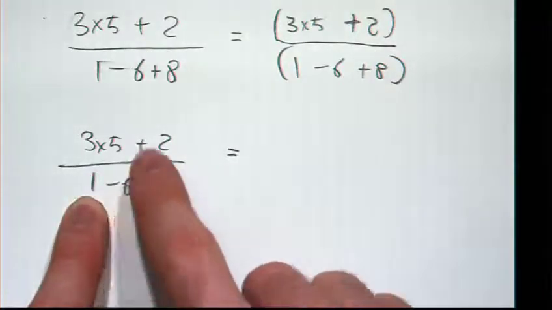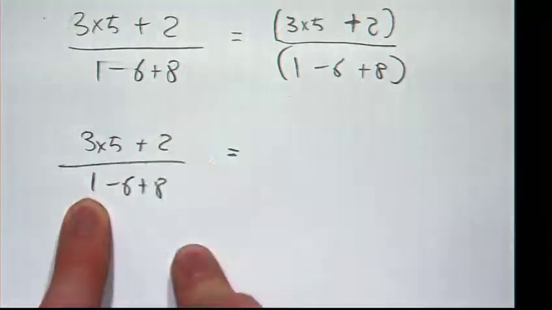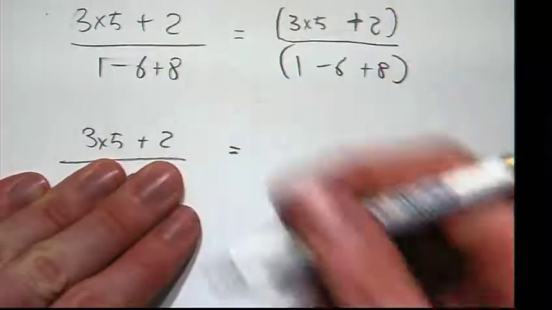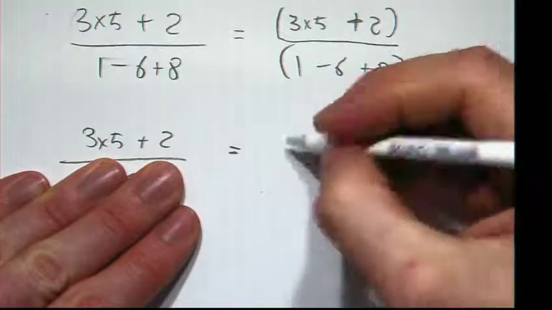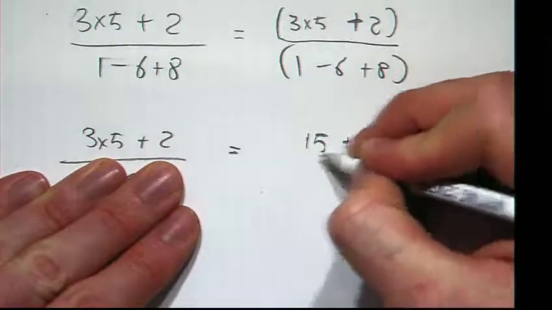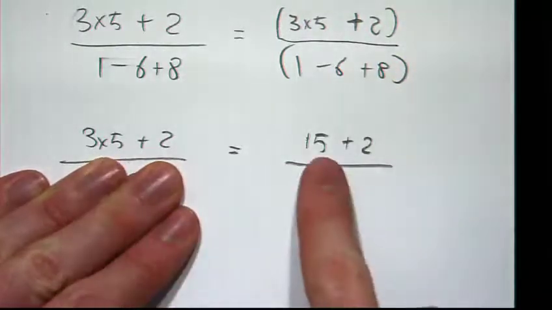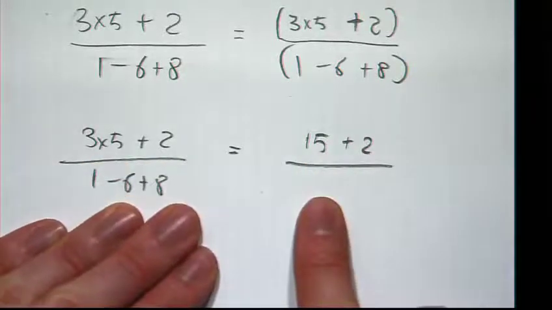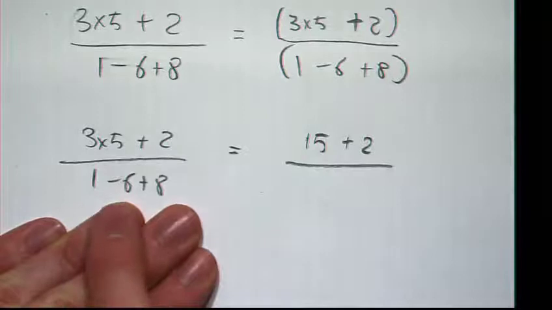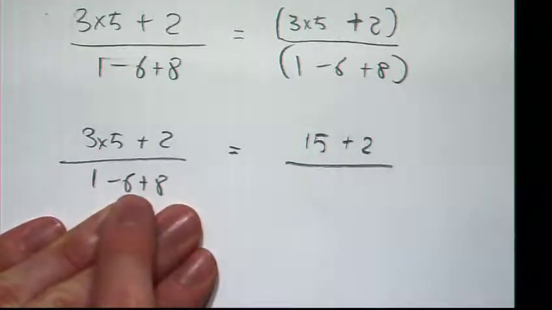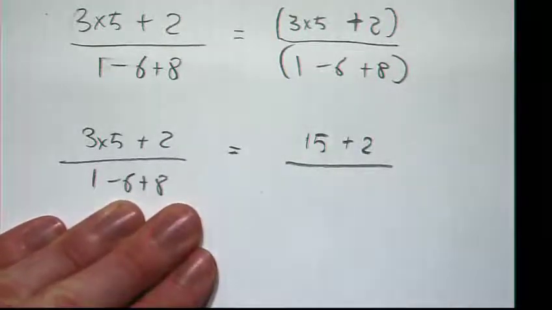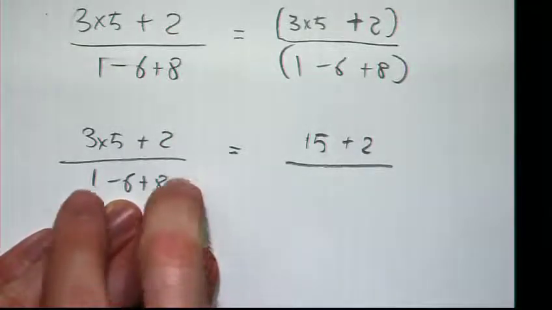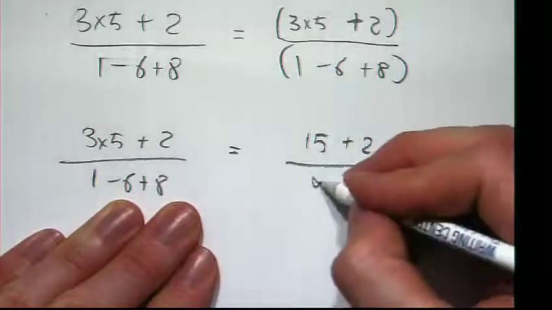Well, I can't actually do the division until I figure out what the top and the bottom are. So on the top, times has to be done before plus, so I'll do that first. The 3 times 5 has become a 15. And on the bottom, I can do the plus and the minus in whichever order I want, as long as the 6 is still minus. So if you don't mind, I'm going to go the 1 plus 8 is going to be a 9.